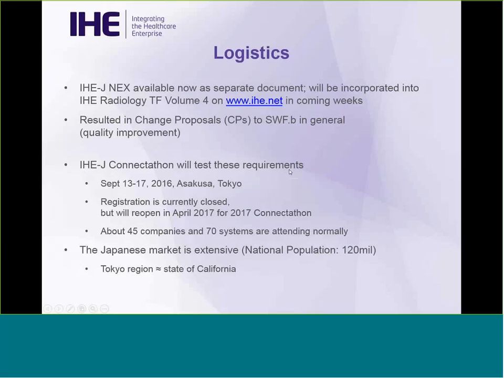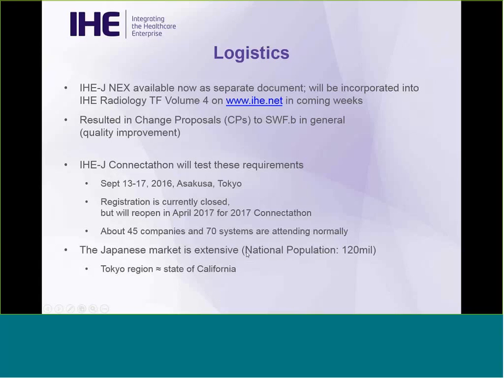The next connectathon in Japan, which is where the National Extension will be tested, is coming up in September, mid-September in Asakusa in Tokyo. Now, registration is currently closed, so for those of you who haven't signed up yet for this year, you won't be going this year. But it's an annual event just like everywhere else, and so next April, you'll have a chance to sign up for the 2017 Connectathon. And it's a pretty large event. We typically get about 45 companies. There's about 70 systems, and there's a fairly heavy focus on radiology typically.